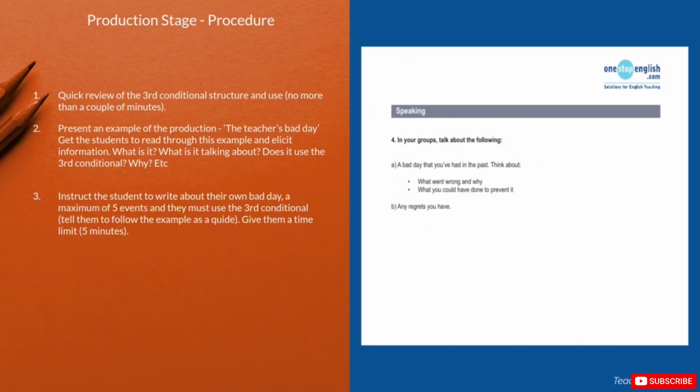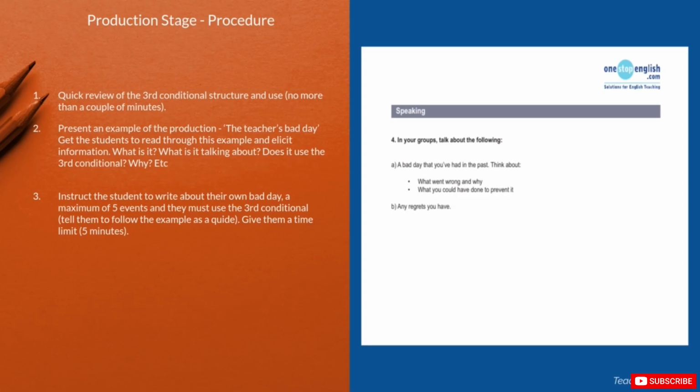If they write about 4 things, it's okay. If they write about 6, it's okay. But we're just giving them something to aim at. And we make it clear through our example in part 2 that they must use the third conditional. And again here, we need to give them a time limit. You have to decide in your lesson how much time you have left in the lesson, how well you think your student is going to cope with the task, and give them an appropriate time limit.